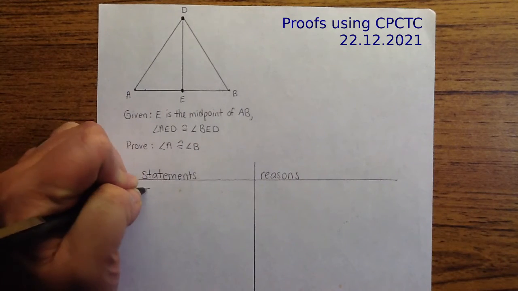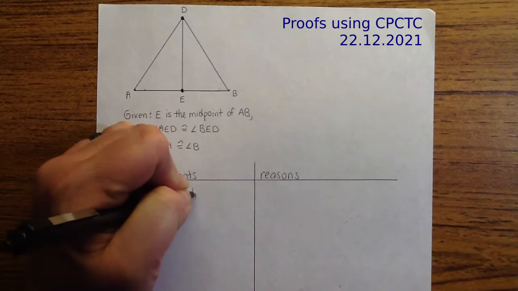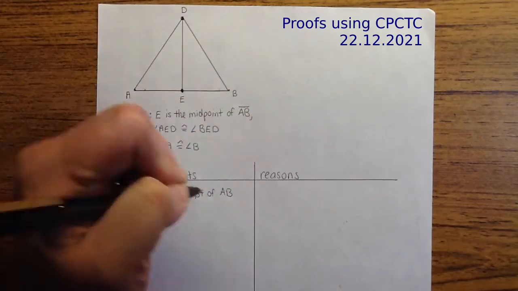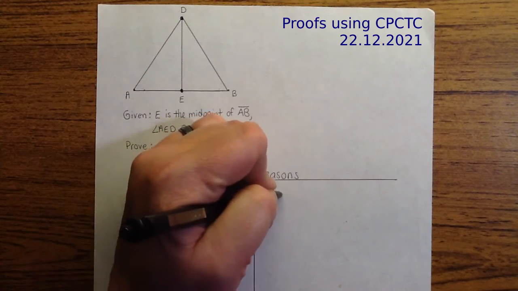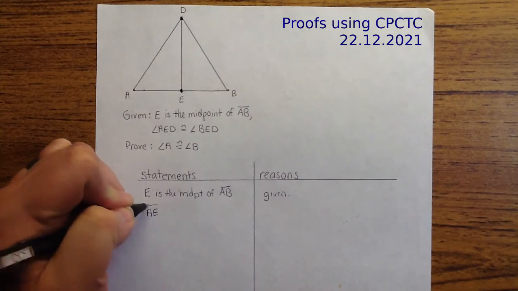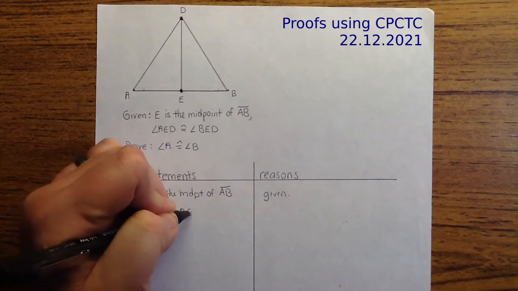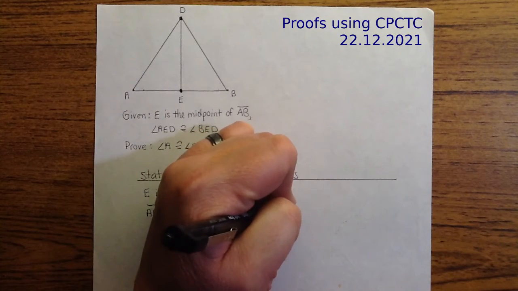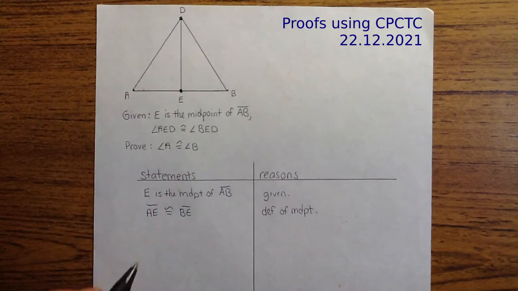So, we know that E is the midpoint of AB. And so this should have a line segment. And so, okay, that's given. That's easy. Now, because it's the midpoint, we can now say that AE is congruent to BE. And the reason is simply the definition of the midpoint of a segment. That's simply what it means to be a midpoint.